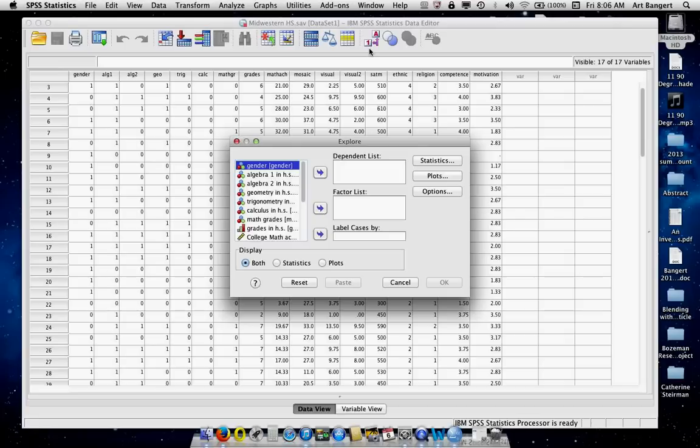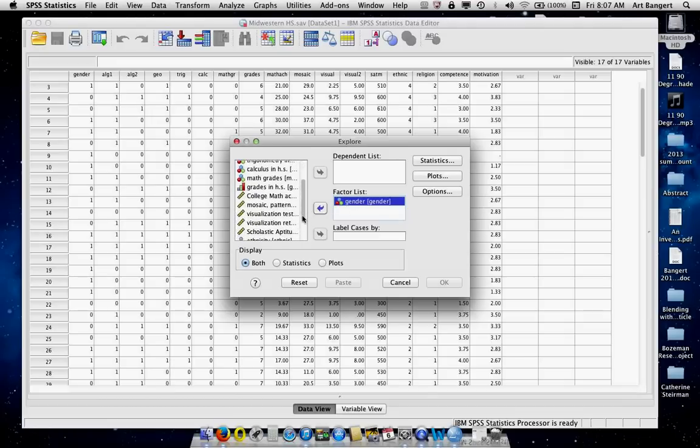For example, if I wanted to compare males and females on some dependent variable like their scholastic aptitude test scores and get those averages, I would put gender in the factor list. Gender is a grouping variable, just like other variables in this data set. For example, Algebra 1 is that students either took Algebra 1 in high school or did not take Algebra 1. So that could also be in the factor list. But in this case, we're just going to use gender to illustrate. But you could use any categorical data that's a grouping variable in the factor list.